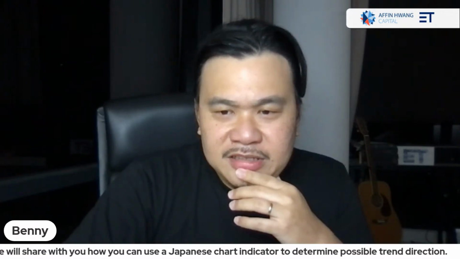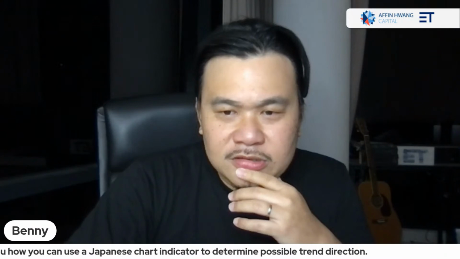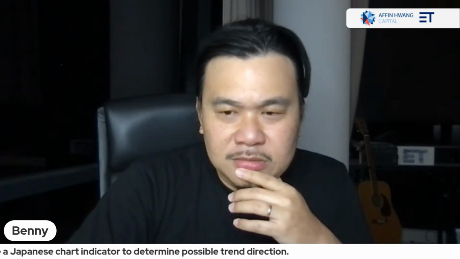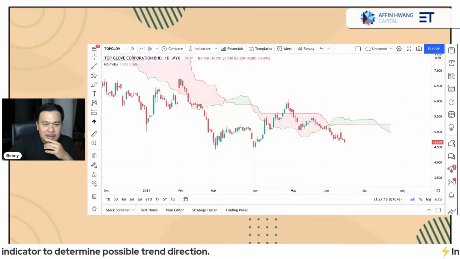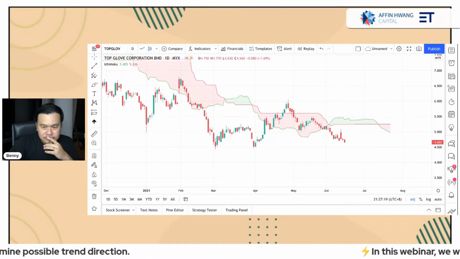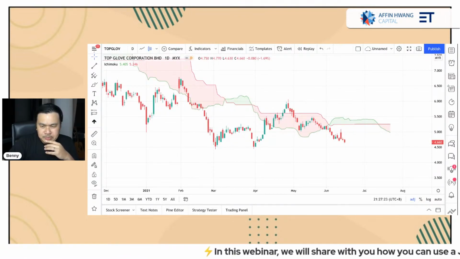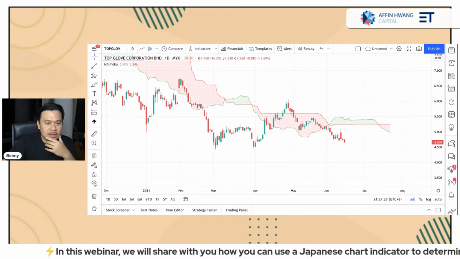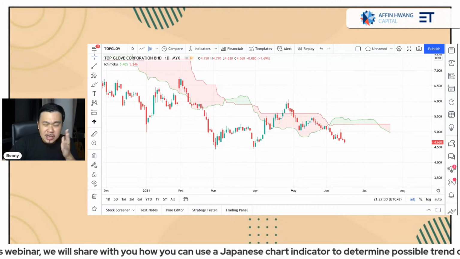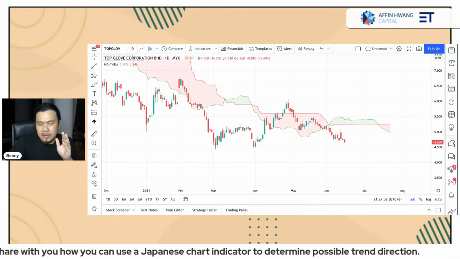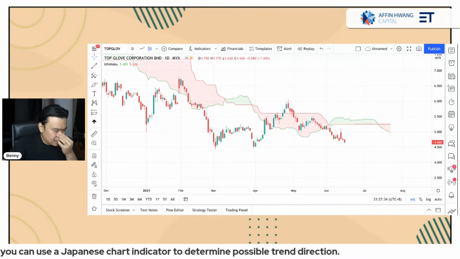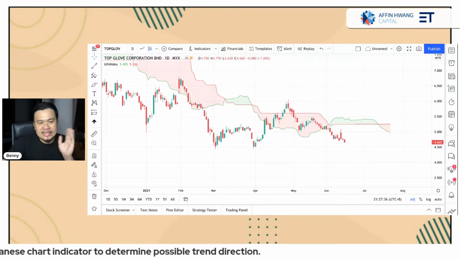Daniel, can this indicator be applied on all stocks, no matter blue chip or stocks below RM1? Yes, you can. Oh, sorry, I didn't share my screen. It's up right now. Generally you can apply it, and not just the Ichimoku indicator. In fact, any indicator.